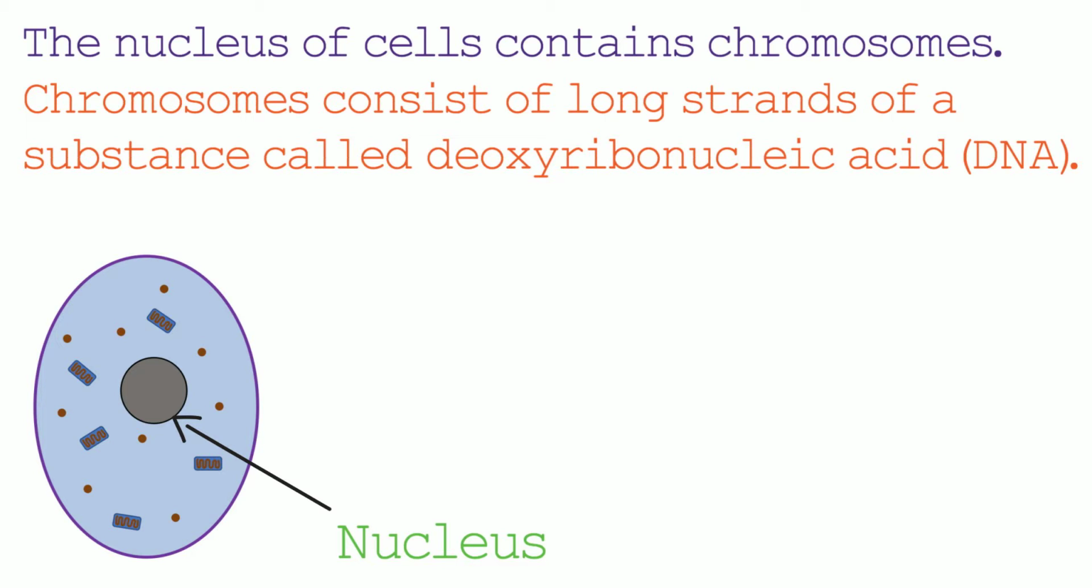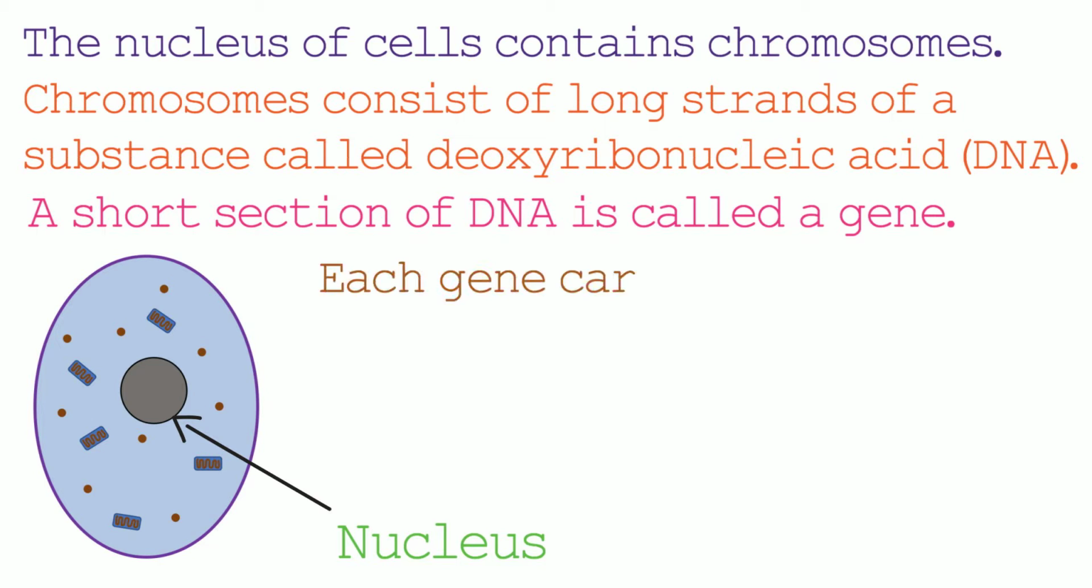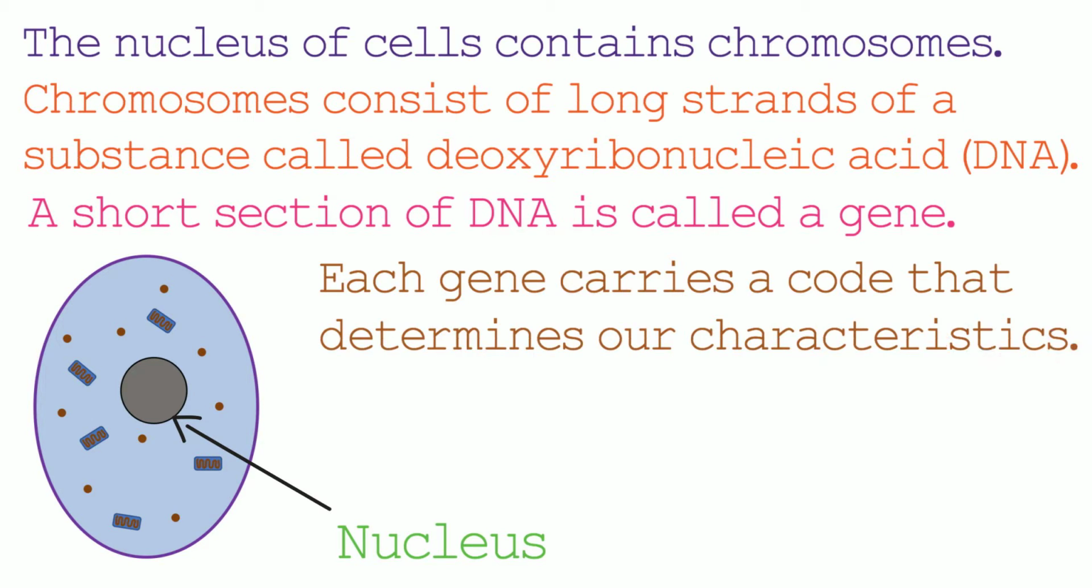is known as DNA. A short section of DNA is called a gene, and a chromosome may have several thousand genes in it. Each gene carries a code that determines their characteristics. The codes determine the activities that the cells undertake.